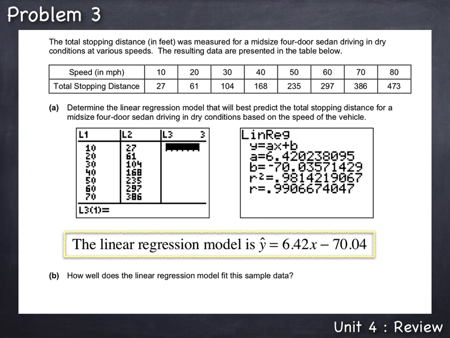So now we have our answer to part A. The linear regression model is y hat equals 6.42 times x, subtract 70.04.